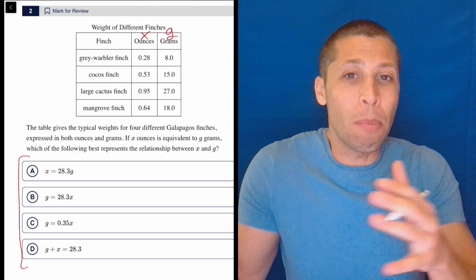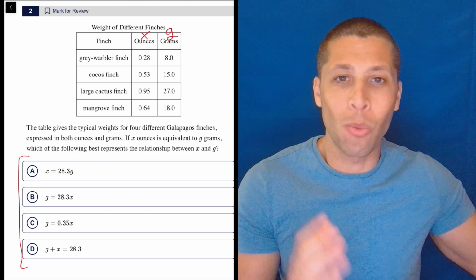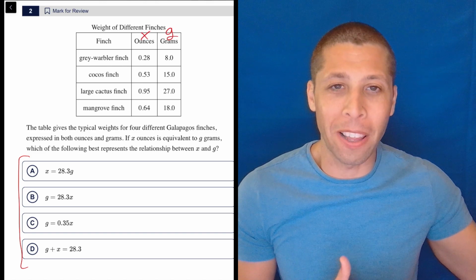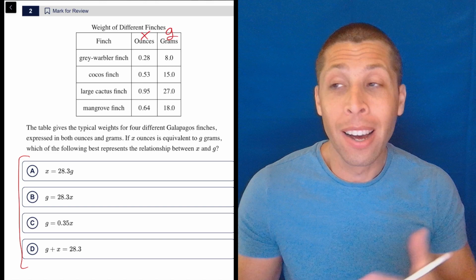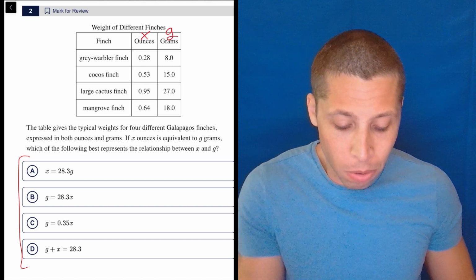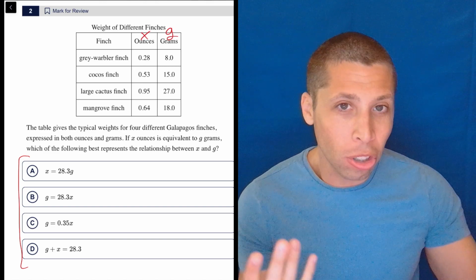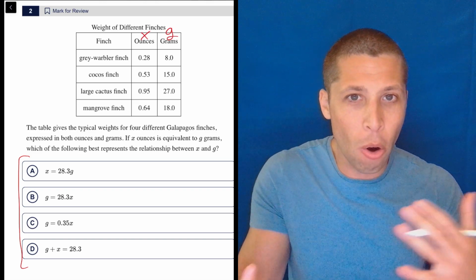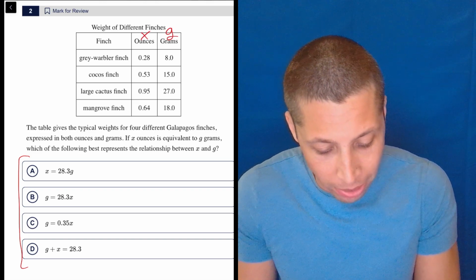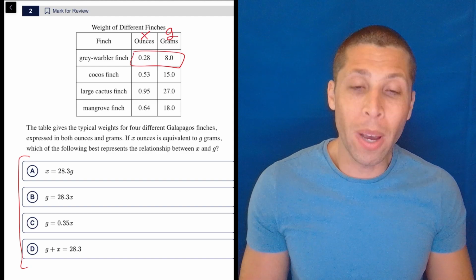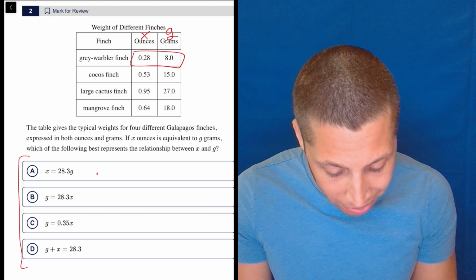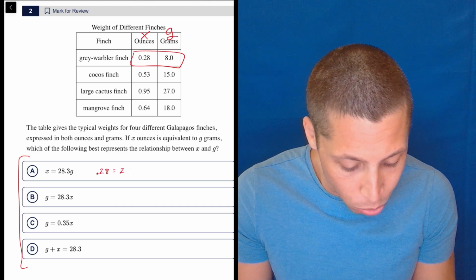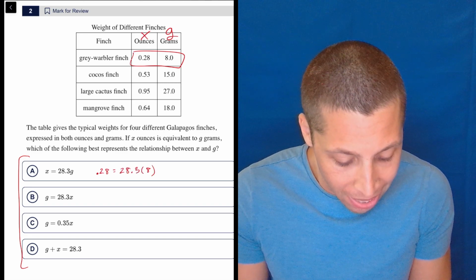Again, not every point needs to be in a perfect XY system the way we learned them in order for them to count as points. We have equations, we have places things can go in, we want to put some numbers in there. So don't bother thinking about the relationship here or whether there's a slope or whatever. Just pick a point here. Let's just do this one, 0.28 and 8. So the 8 goes in for the G and the 0.28 goes in for X. So basically 0.28 is equal to 28.3 times 8.